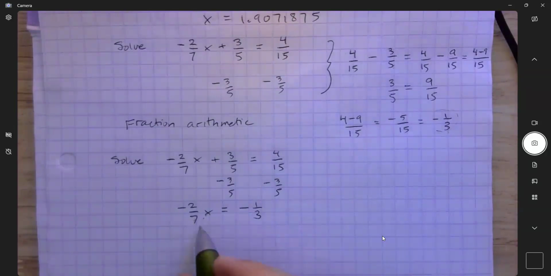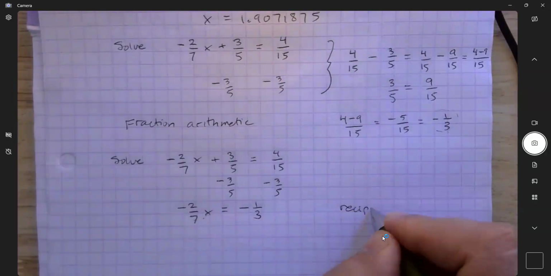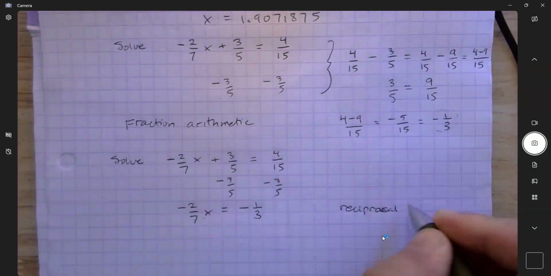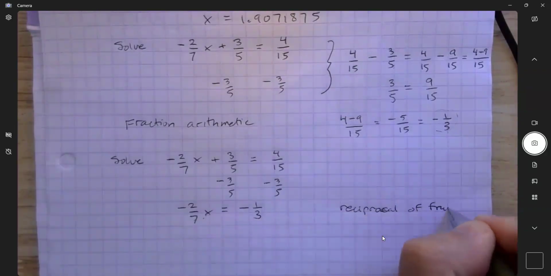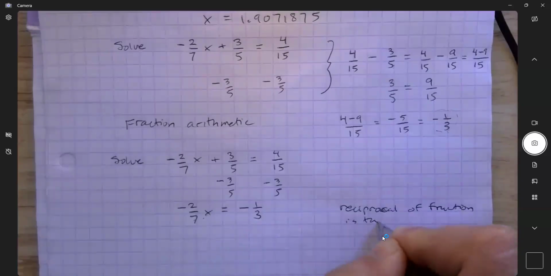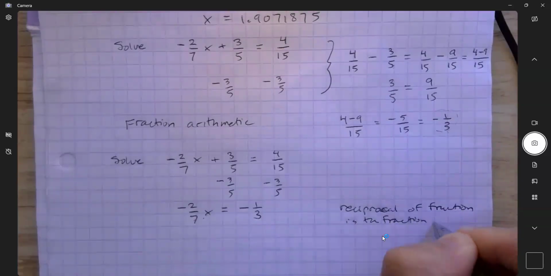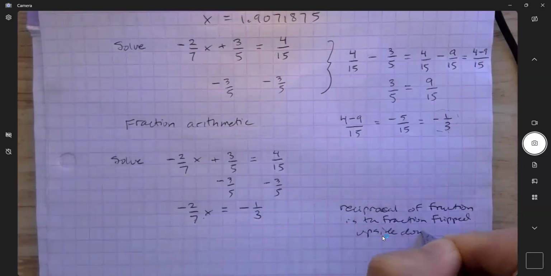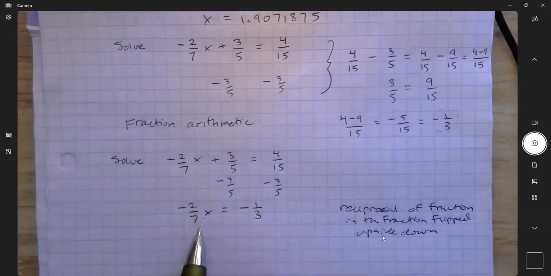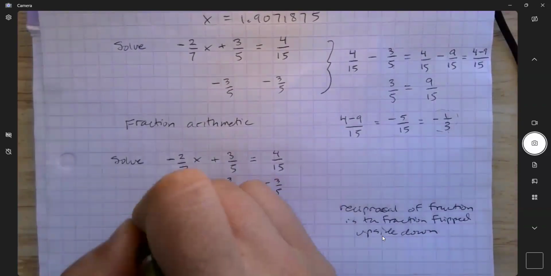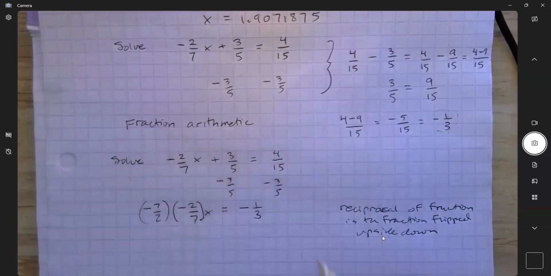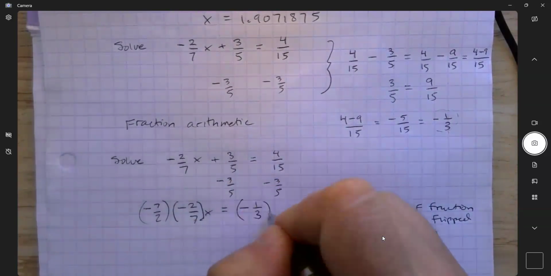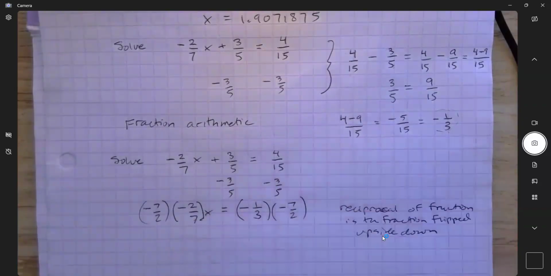We can think of it in two ways. We can think of it as dividing by negative 2/7. But here we're going to use what's called the reciprocal. The reciprocal of a fraction is the fraction flipped upside down. So the reciprocal of negative 2/7 is negative 7/2. And so we're going to multiply both sides by negative 7/2.